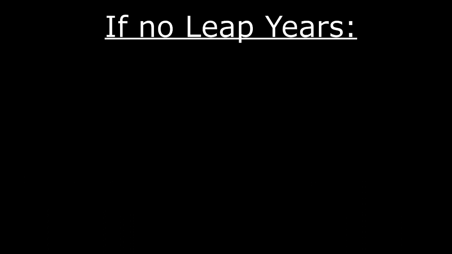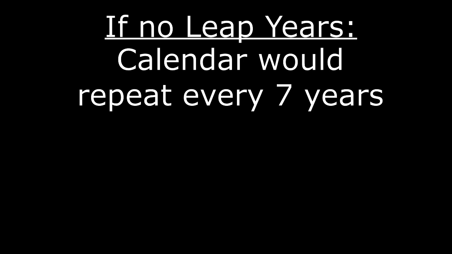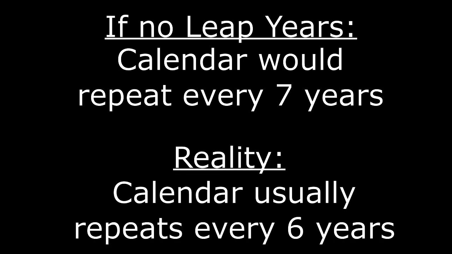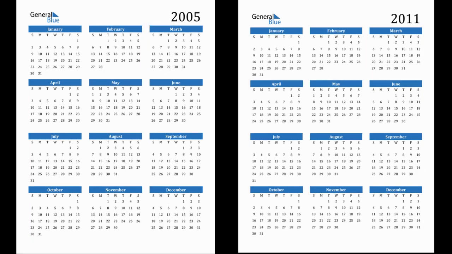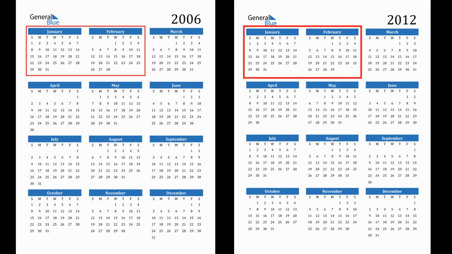If there were no leap years, a date would fall on the same day of the week every 7 years. However, since there are leap years, a date will fall on the same day of the week every 6 years most of the time. For example, the last 10 months of 2004 and 2010 were identical. 2005 and 2011 had the exact same calendar. The first 2 months of 2006 and 2012 had the same calendar.